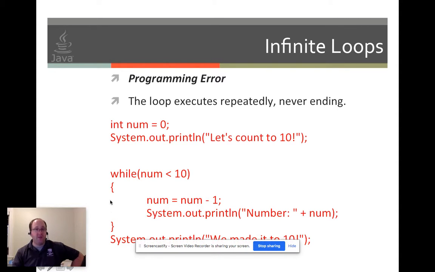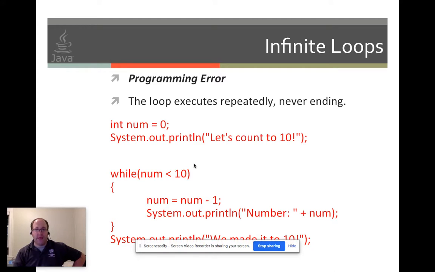If you see here, this num will never reach 10. There is no way that the value of num is ever going to be greater than 10. So this loop will never end. This is called an infinite loop. Two things are going to happen. Either the compiler is going to find your infinite loop and stop you with an error, or literally the loop is going to keep running until your computer runs out of memory.